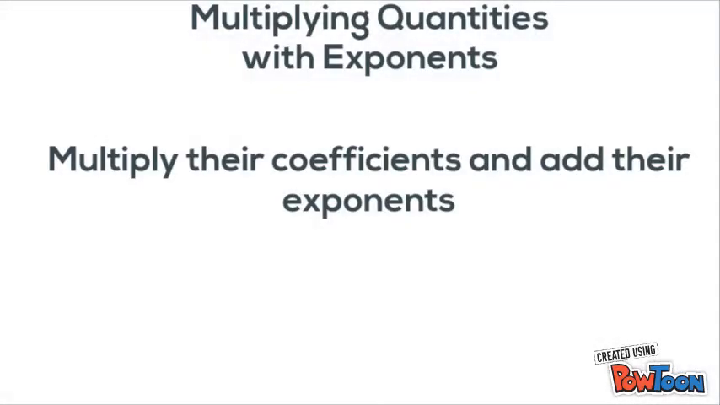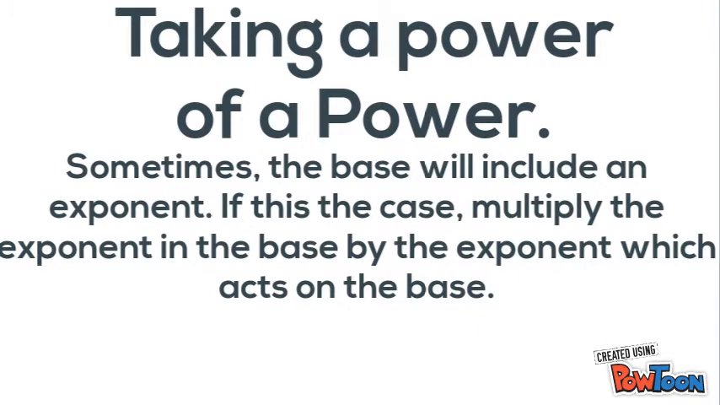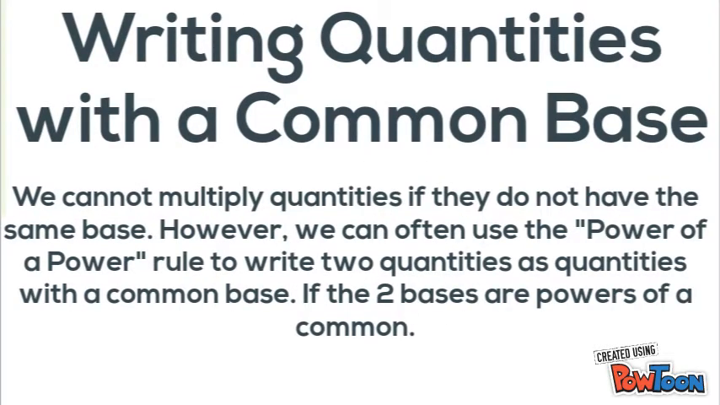To multiply two quantities with the same base, multiply their coefficients and add their exponents. And taking a power of a power. Sometimes, the base will include an exponent. If this is the case, multiply the exponent in the base by the exponent which acts on the base.